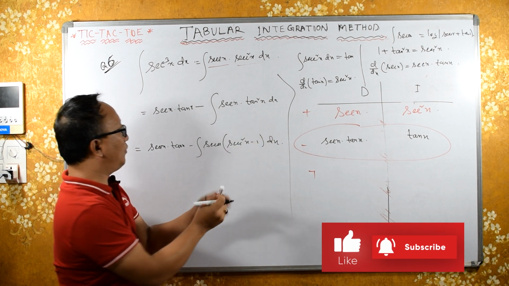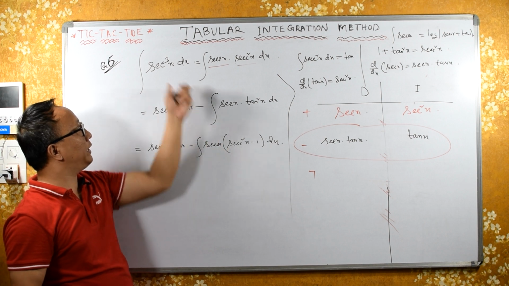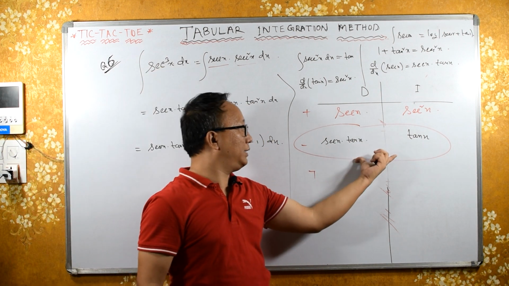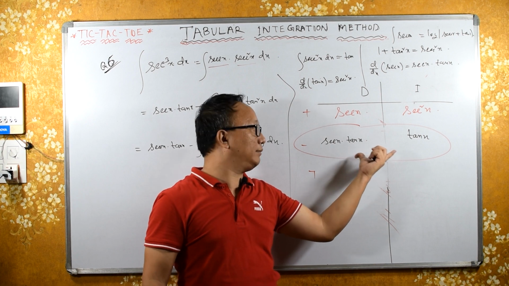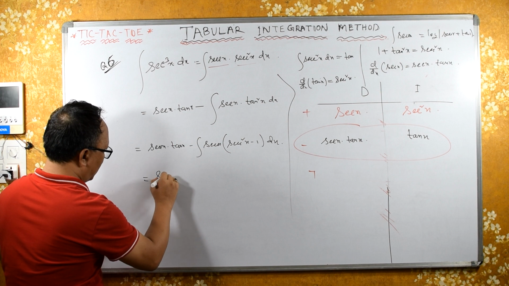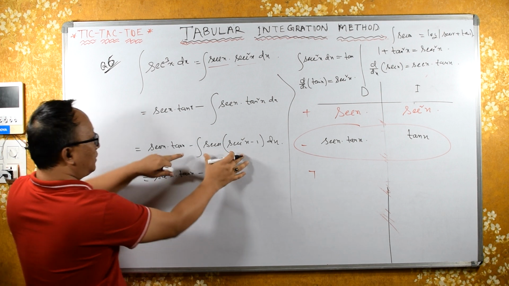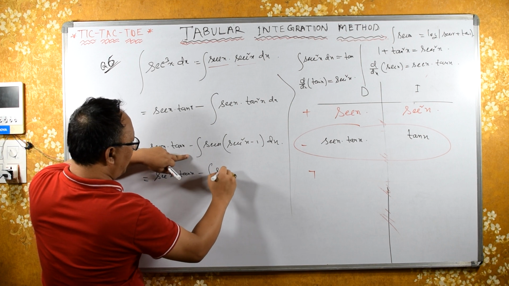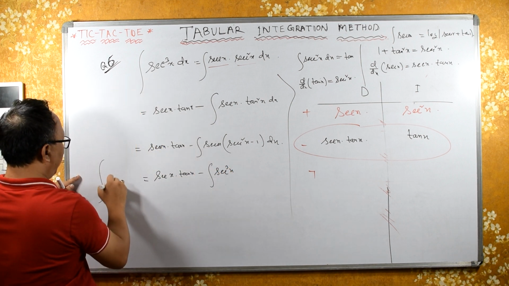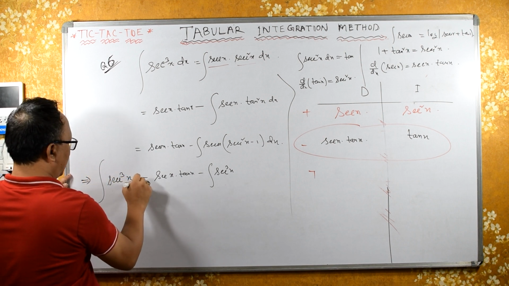Why am I doing this? Because over here I will get sec cube x. Since we have sec cube x, therefore I am stopping here. Why do I stop here? Because I know I will be getting the matching term. Now this is the same as sec x into tan x. This into this, we have sec cube x. Sec cube x is on the left hand side, we have sec cube x dx.